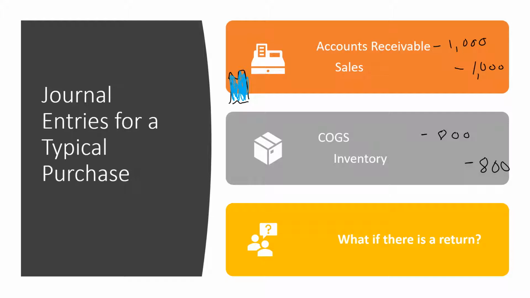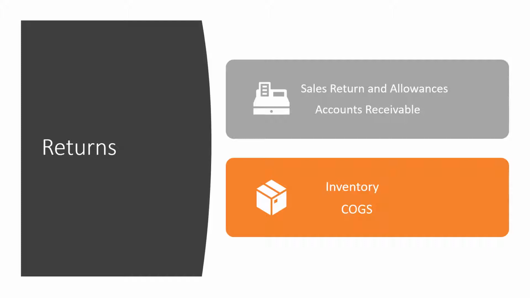Okay, so now that your dress has been sold, what happens if that customer decides to come back and return the dress? If the purchaser decides to return the dress because, I don't know, it's an ugly dress, then you have to pretty much reverse what you did in the last slide. So what that entails is you have to take it out of their accounts receivable, and that way they don't owe you any money for the dress that they no longer have.